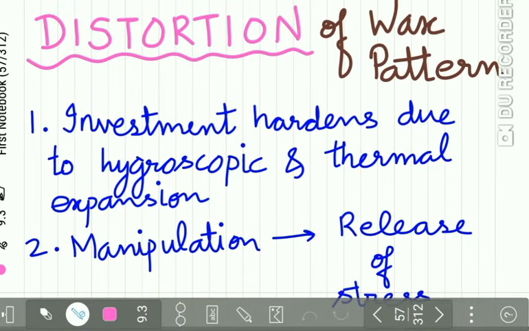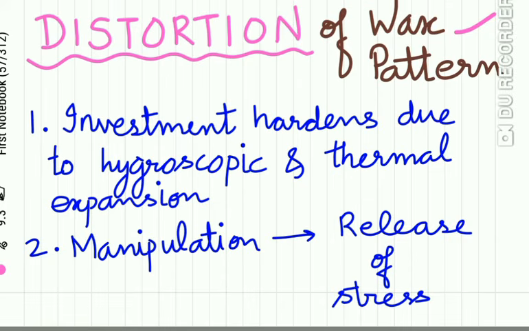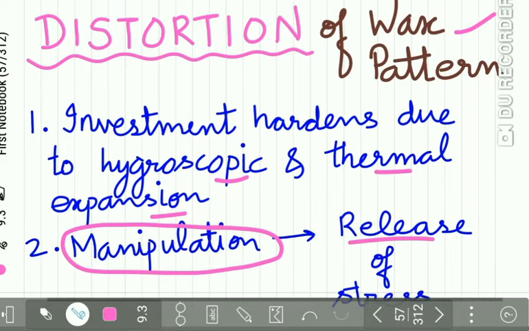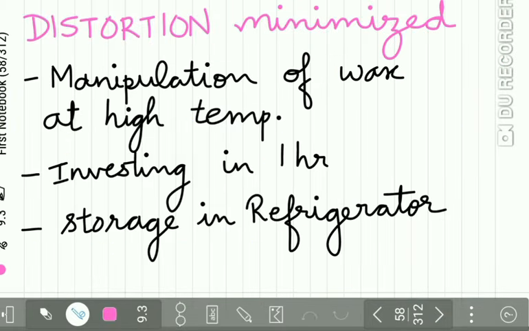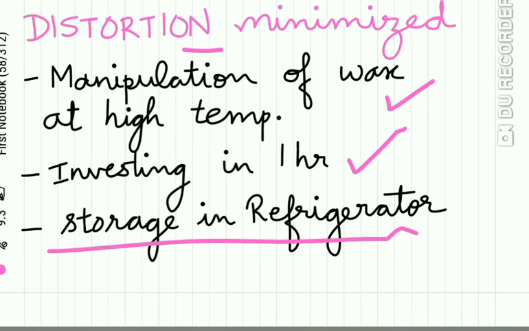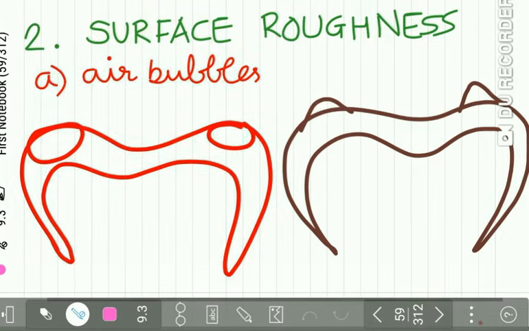Now, the distortion of the wax pattern may occur due to 2 reasons. First, if the investment hardens due to hygroscopic or thermal expansion, and if you manipulate with the wax pattern, there is release of stresses causing distortion. The distortion is minimized by either manipulation of wax at high temperature and investing the wax pattern within 1 hour, or if storage is necessary, store it in a refrigerator.